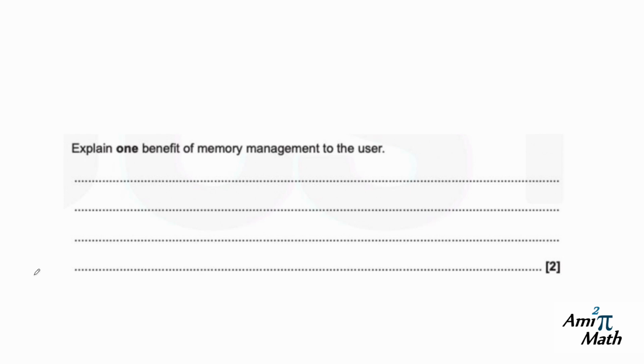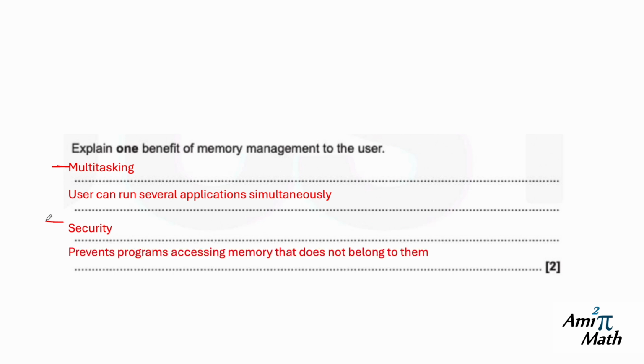Explain one benefit of memory management to the user. So you can have multitasking, as users can run several applications simultaneously. You can say either or, so you can say multitasking or you could say security, and this prevents programs from accessing memory that does not belong to them. And this will enhance security and privacy and things like that.